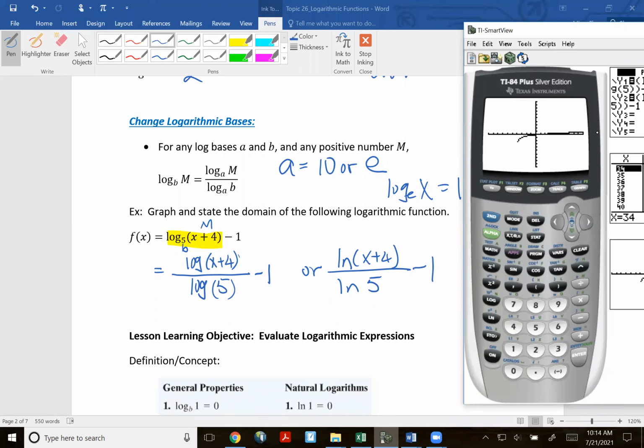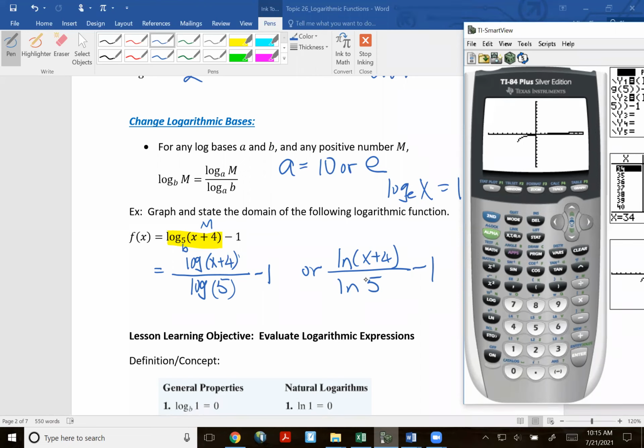What is crazy is these two are exactly the same graph. They are actually exactly the same answer. When you graph both of these functions using log with base 10 or base e, you actually produce exactly the same graph.